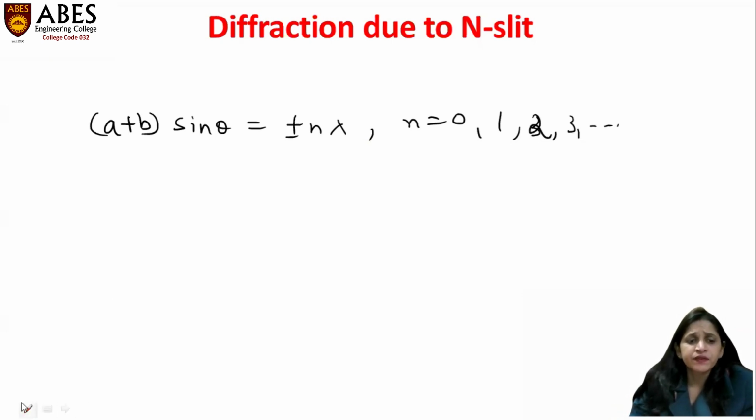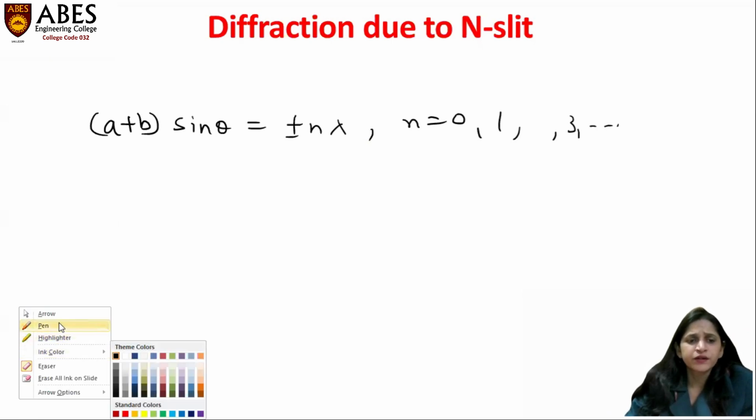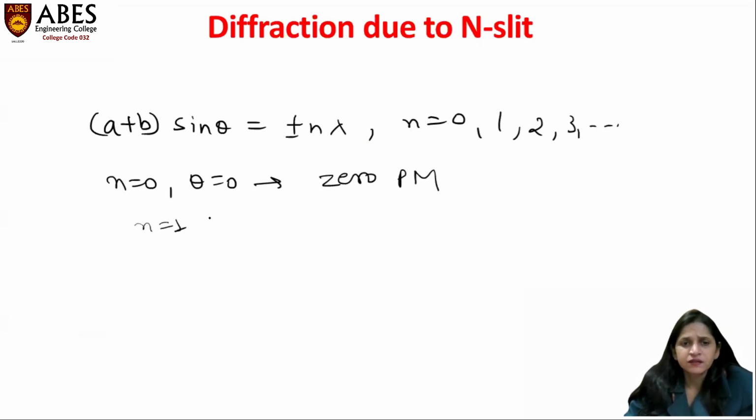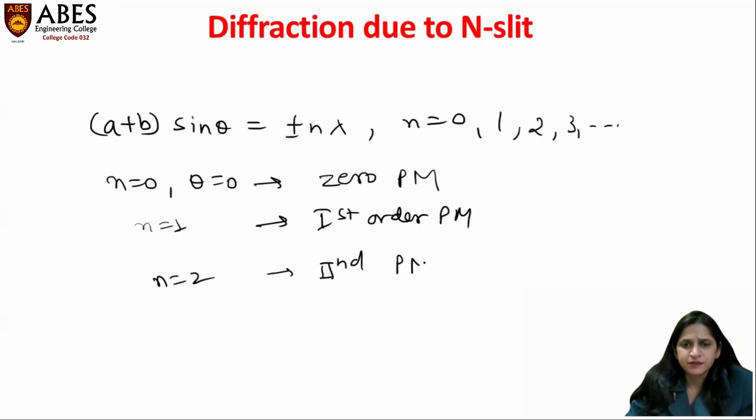So if we put the values of n, what are we going to get? For n equal to 0, we get theta 0. So at theta 0, zero order principal maxima is forming. N equal to 1, first order principal maxima is forming. Similarly, n equal to 2, second order principal maxima is forming.